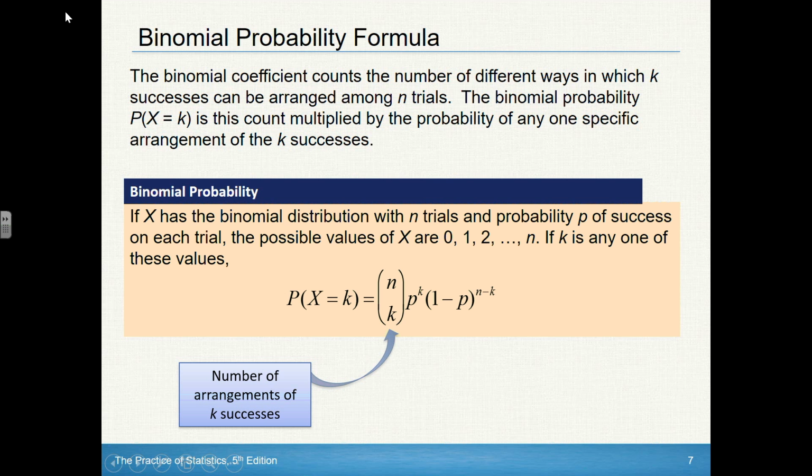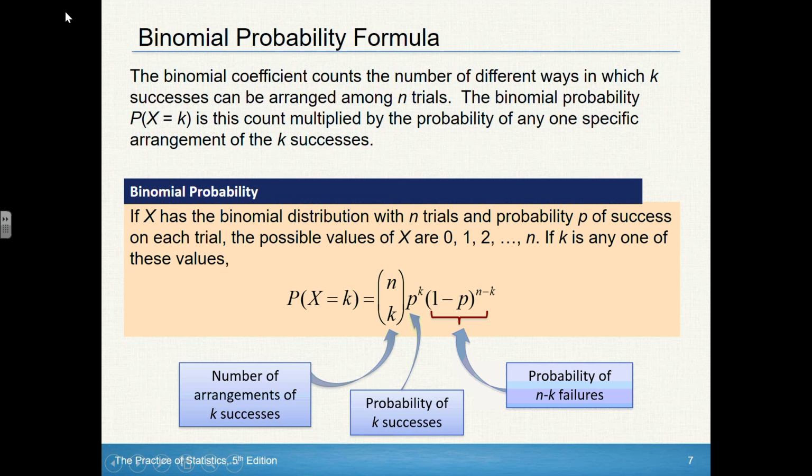When we talk about p to the k, that's the probability of k successes. So whatever the p is, you raise it to the number of successes that you're asking for in this particular question. And then (1 minus p) to the n minus k, that's the probability of n minus k failures. If p is the probability of success, then 1 minus p is the probability of failure. If you have k successes, then you have n minus k failures. So it just makes sense when we plug into the formula.